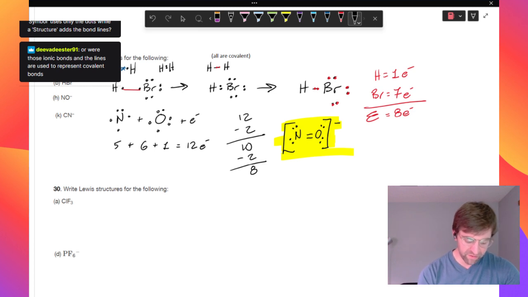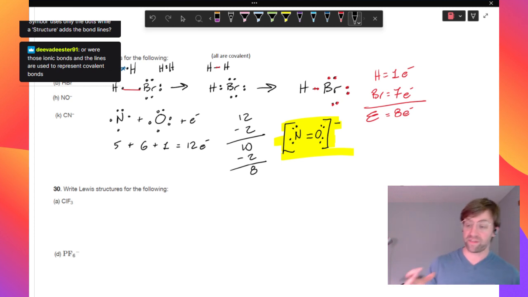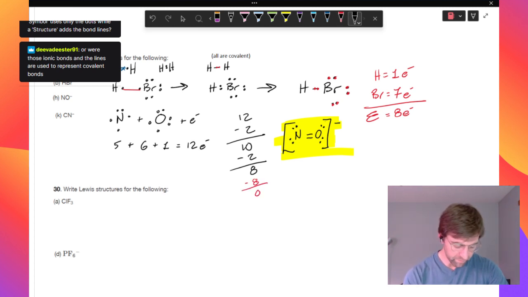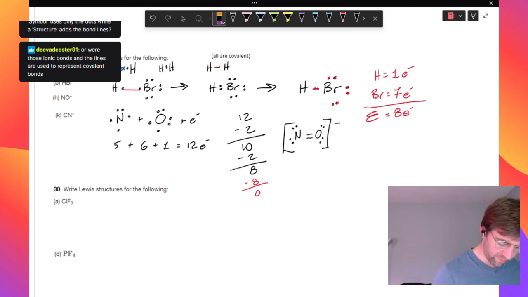So again, there are now 8 electrons occupying the valence shells of each of the species. All of our electrons are accounted for. None of these species are hypervalent, which is a thing you don't have to worry about yet. And our charge is accounted for. So that is our answer. Cool. All right, we've got one left.